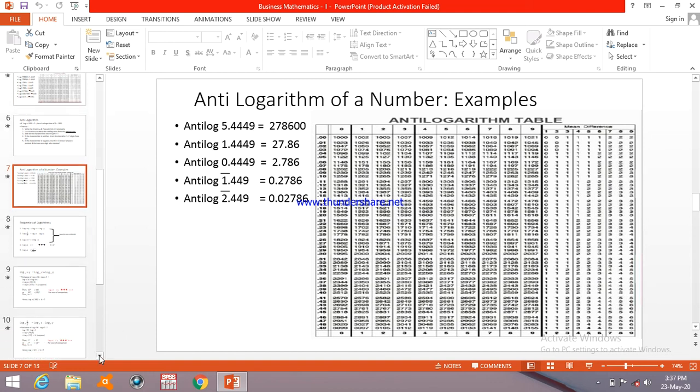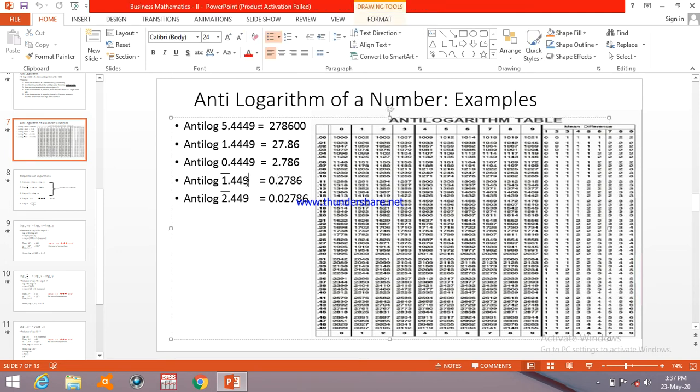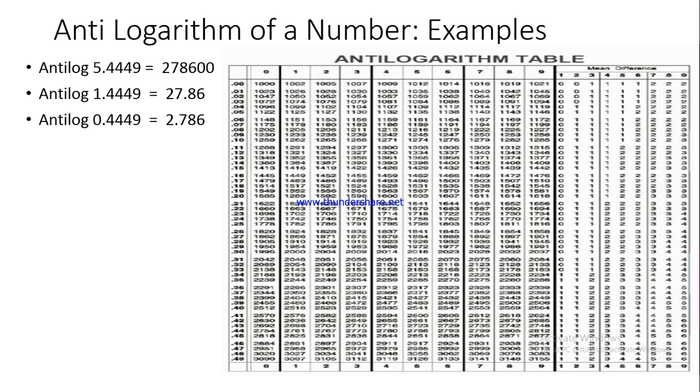Can you find out the antilog value of this particular number that we are discussing? 1 bar 0.449. In fact, it is actually 1 bar 0.4449. So actually, this is what I meant here, and I've forgotten to mention 1.4, and that was why this happened. So can you tell me what will be the value of antilog 1 bar 0.4449?